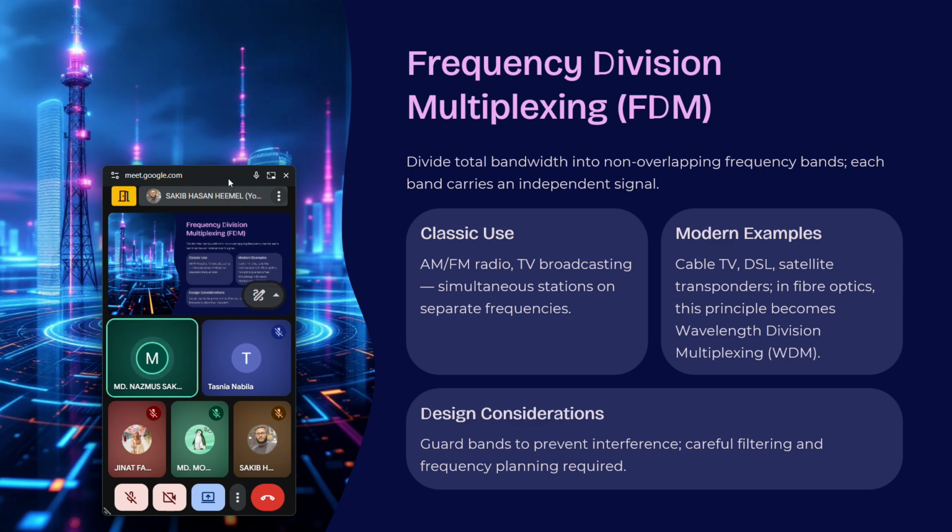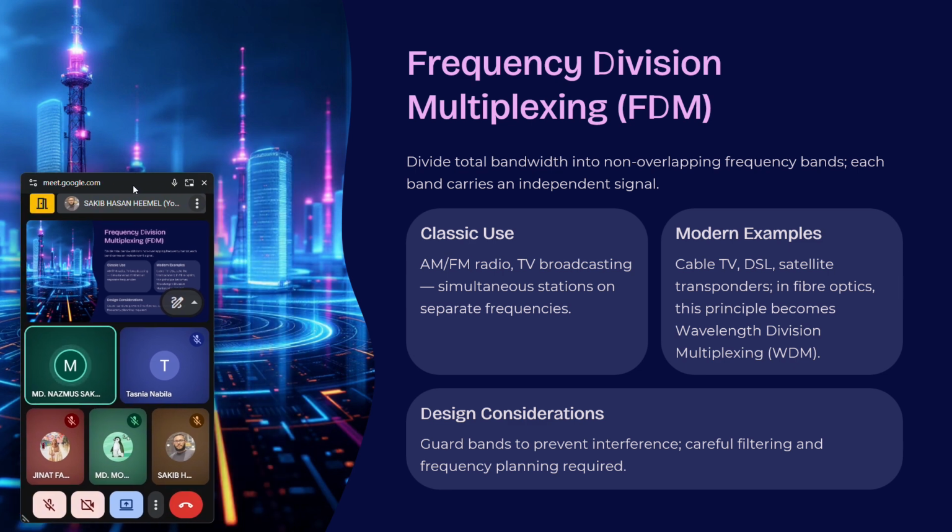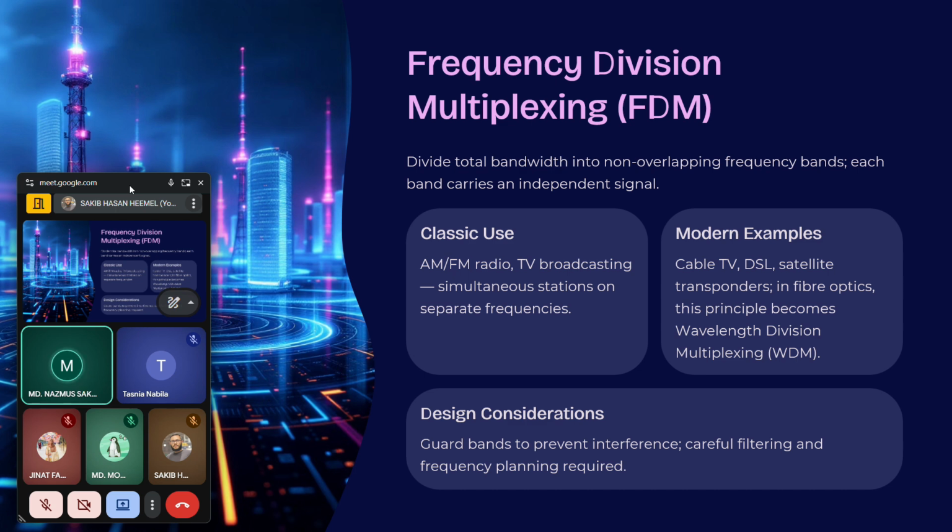Now I am describing the topic frequency division multiplexing, FDM. FDM means we divide the total bandwidth into separate frequency bands and each band carries its own signal. A classic example is radio and TV broadcasting. Different stations use different frequencies at the same time.